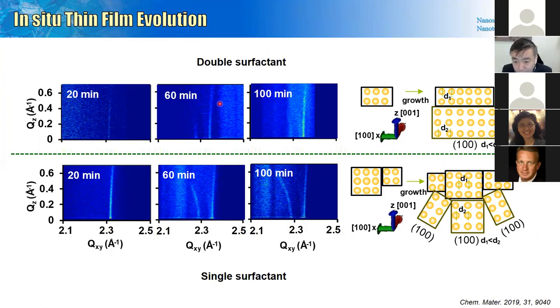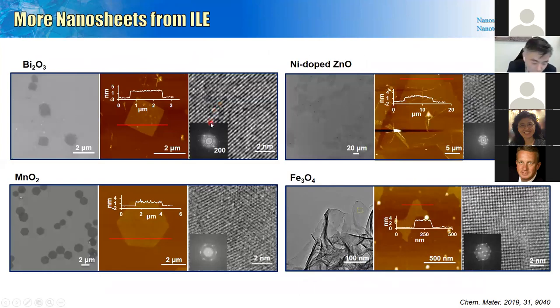Okay. So with this capability and understanding, we'll be able to further extend our technique to many different other materials, and it showed pretty good success result. So this is a bismuth oxide, which has a cubic lattice. We use the same combination of surfactant, and you can see we reach this single crystal square sheet. Right.